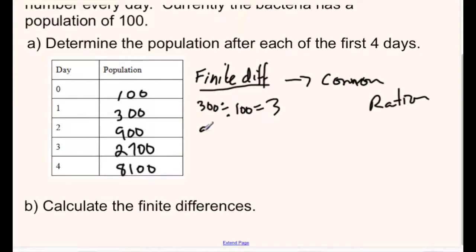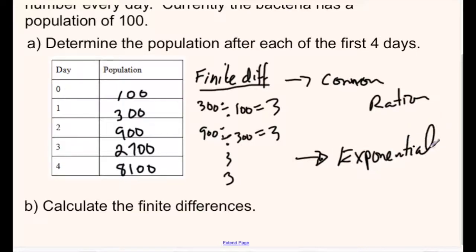Notice, take 900, divide it by 300, the one before it, and we still get 3. Take 2,700 divided by 900, you get 3. Take 8,100 divided by 2,700, you get 3. If we divide those, and all of them are a common number, like we get 3 here, then this tells us this is an exponential function. The problem is growing exponentially.